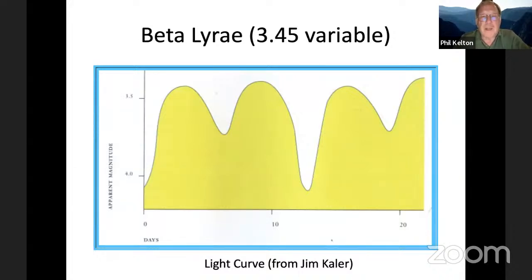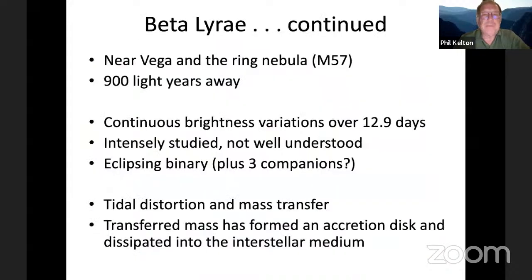It's quite a fascinating book if you're interested in stars. But it has an almost continuously variable brightness. It's in Lyra, near Vega. It's intensely studied, but from what I can tell, still not very well understood. It is an eclipsing binary, but apparently has other companions, with a lot going on in this system: tidal distortions, mass transfer, accretion disks, and so on. So it's a very complex object, which looks fairly simple to the naked eye.